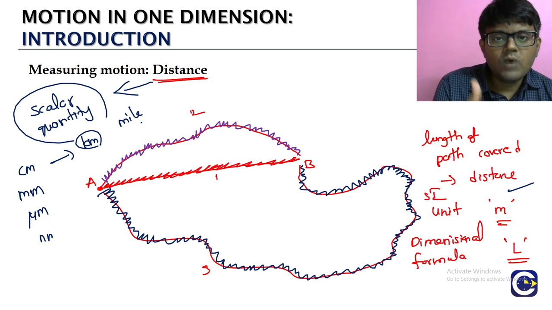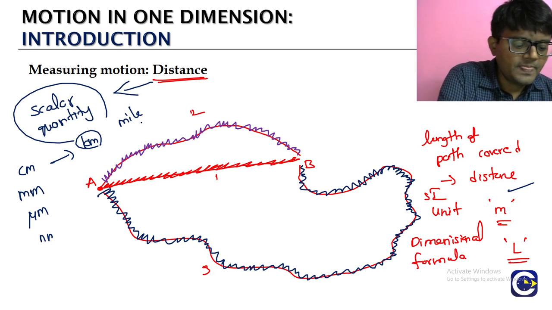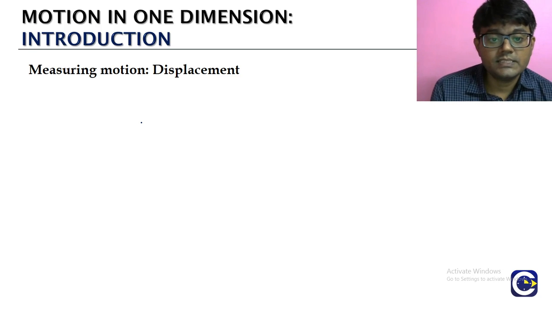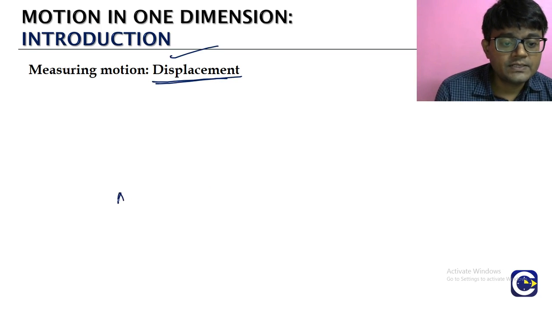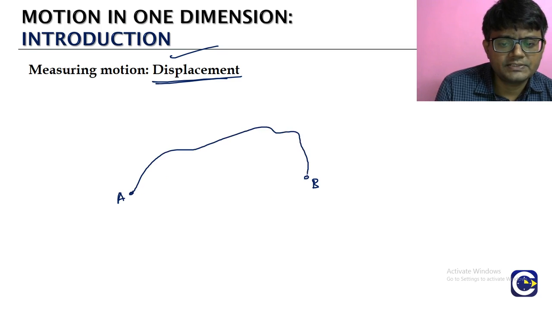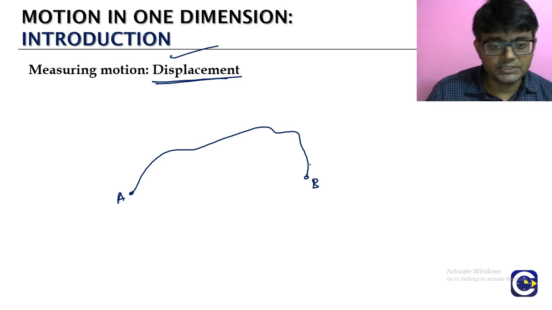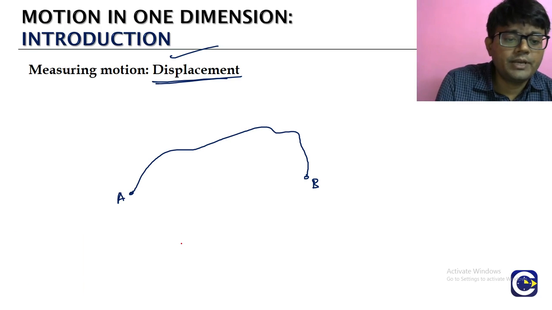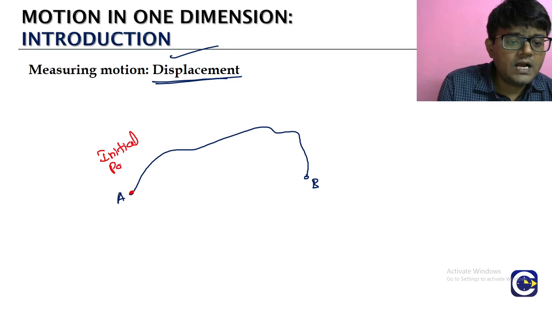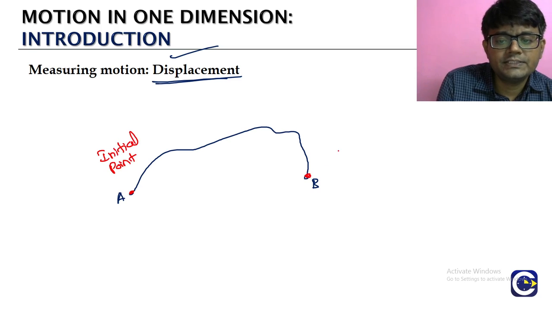So distance is one way of measuring the motion of an object. The other way of measuring the motion of the object is by using the concept of displacement. So what is displacement? Let us say the object is again going from point A to point B. It can go in any path, like this. We need not worry about the path taken by the object. Now, the initial point is the starting point, which is A, and the final point or the end point is B.